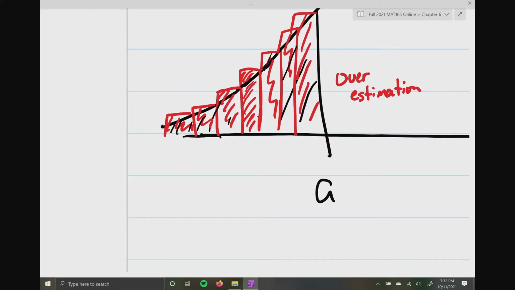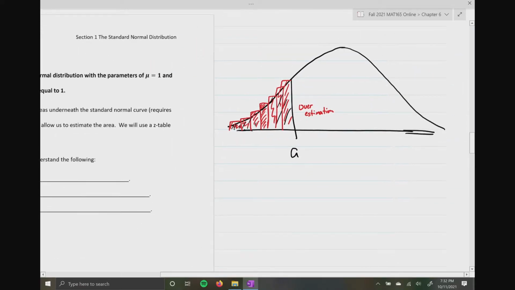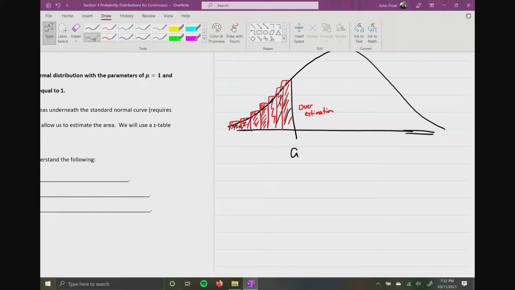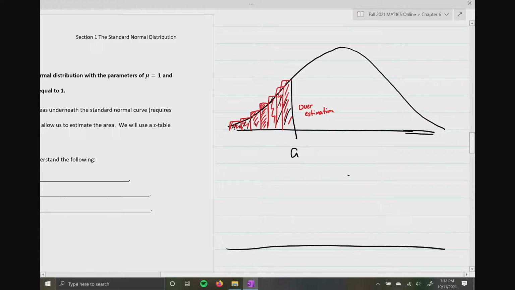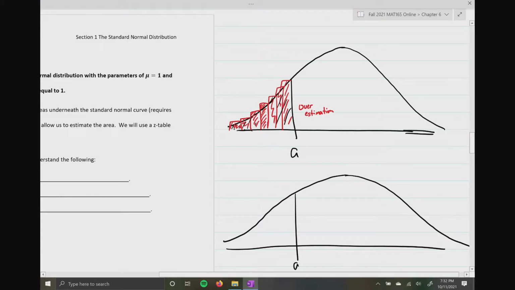Remember, there's a relationship between area under the curve and probability. So we could totally overestimate the area if we wanted to. In fact, we can even do this. So I'm just going to draw it again. I'm going to label this A. And instead of drawing the rectangles like I did, why don't I just do it like this? Watch this one.